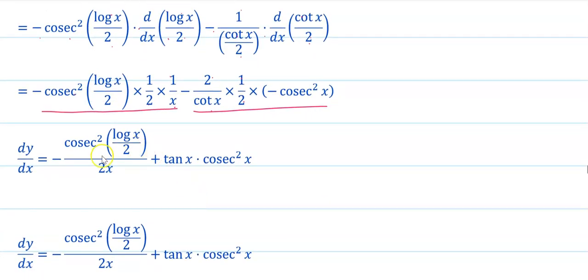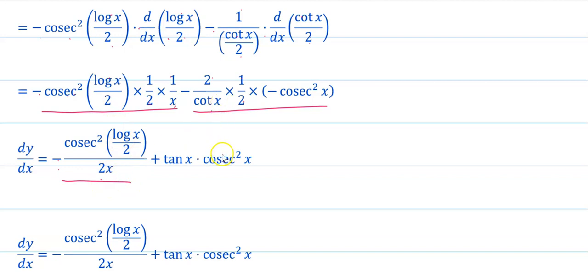Next simplification. What is that here? Here is 1 upon 2 and 1 upon x. 2 into x, overall you will get 2x. With a minus sign, minus cosec square log of x upon 2 upon 2x. This is the first one.